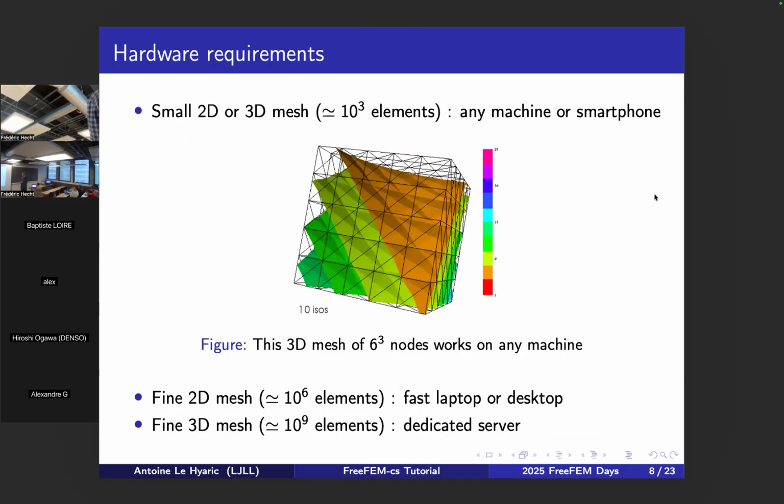Now we know how we want to compute it on a computer. So what kind of computer do we need to choose? Well, it goes from a smartphone, which can do a mesh with about 1,000 elements, to a laptop or a desktop on your desk, if you have 1 million elements, or a dedicated server, as we quoted before, for 1 billion elements or more.